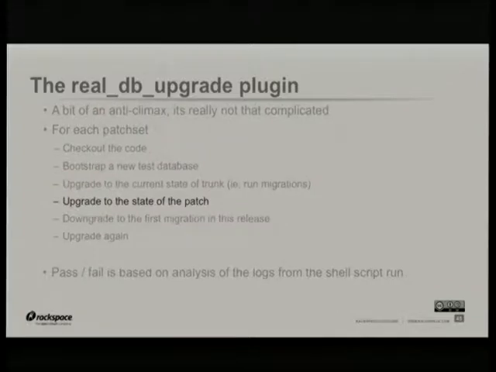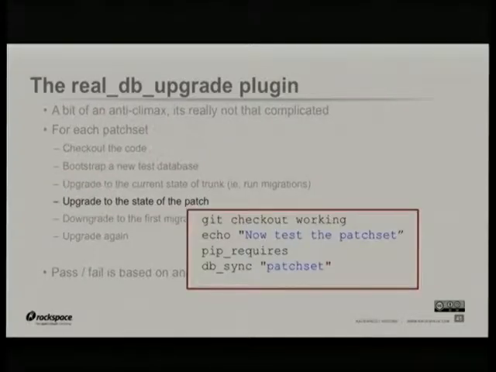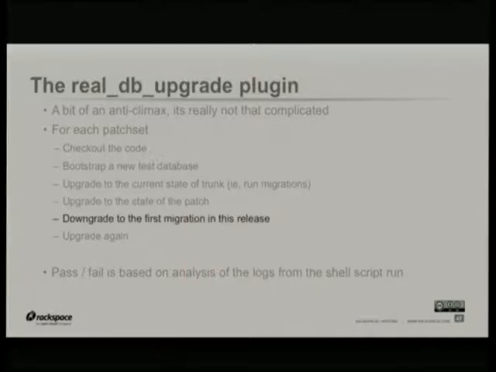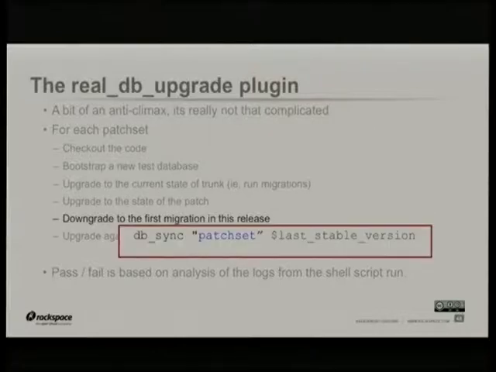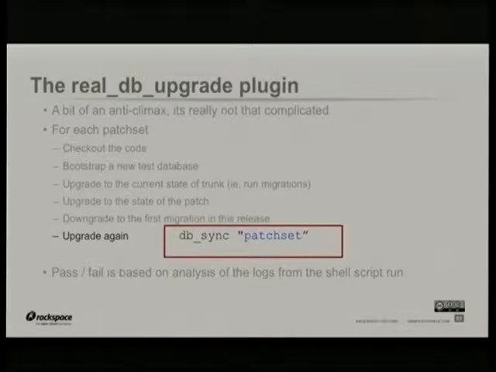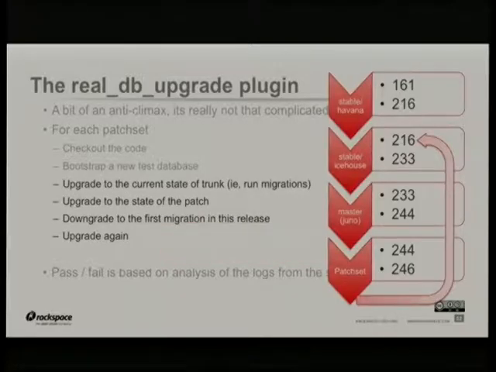We upgrade to the current state of the patch, which is very similar. It's basically we just check out the patch and run dbsync again. Then we downgrade to the first migration, the last stable release, which is another dbsync call, and we upgrade again. Or better visualized, something like this. So no matter what version or what database schema version it was in when the snapshot was taken, if that's where you start and it comes down to the bottom, then it will go back up to the last stable release, which is Icehouse currently, and then it will go back down again.